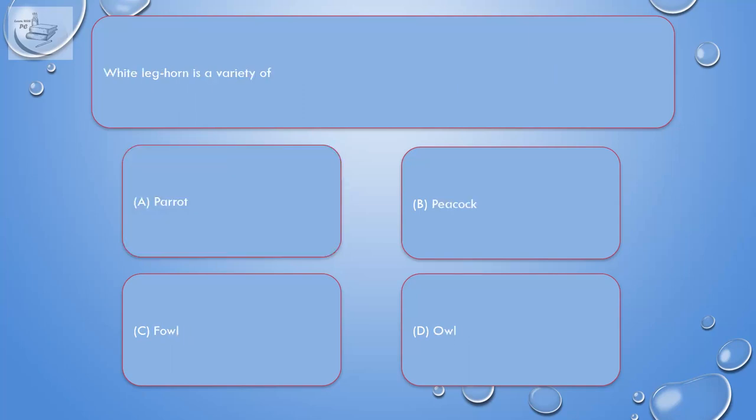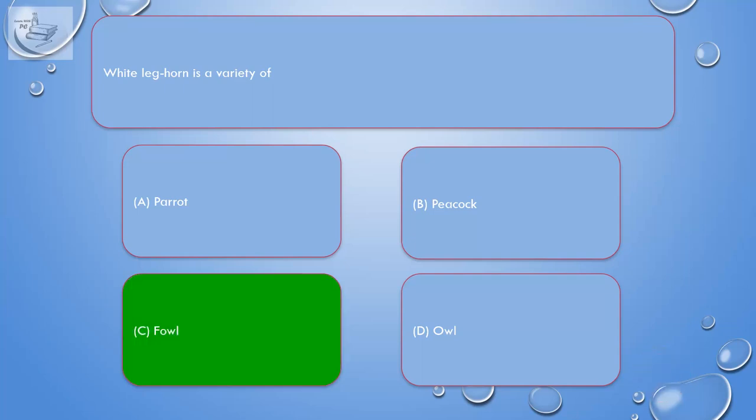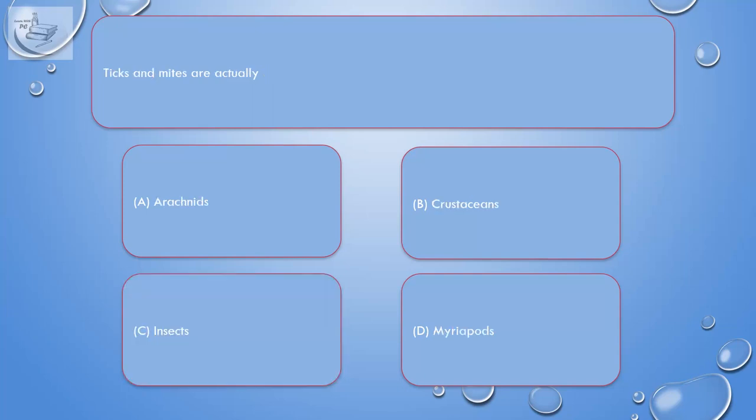Question: White leghorn is a variety of A. Parrot, B. Peacock, C. Fowl, D. Owl. Correct answer is C. Fowl. Question: Ticks and mites are actually A. Arachnids, B. Crustaceans, C. Insects, D. Myriapods. Correct answer is A. Arachnids.